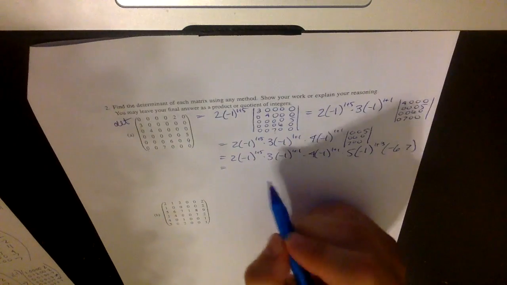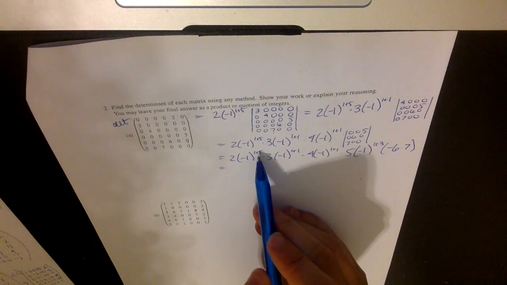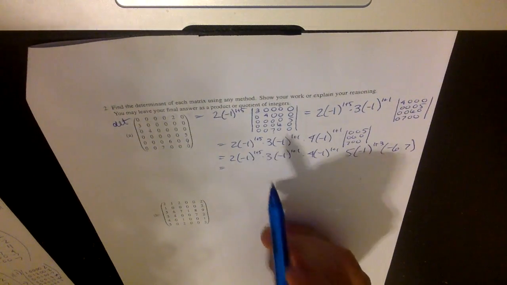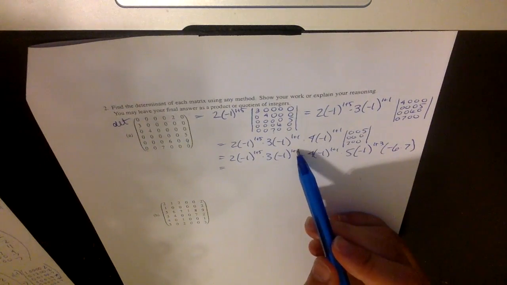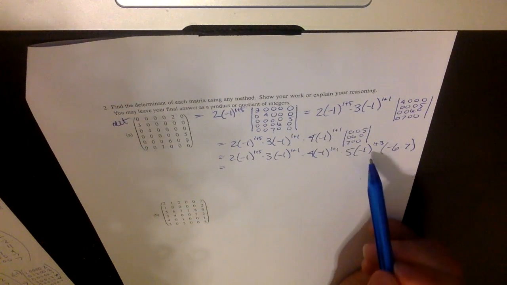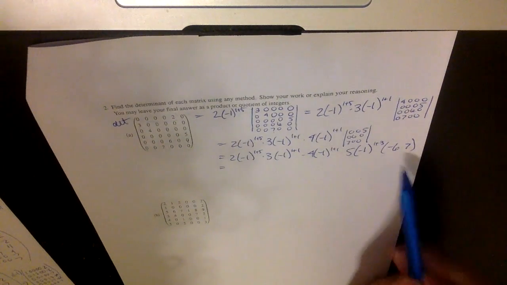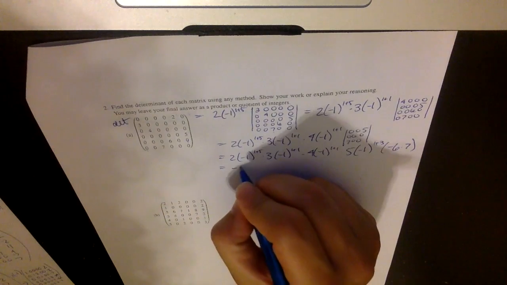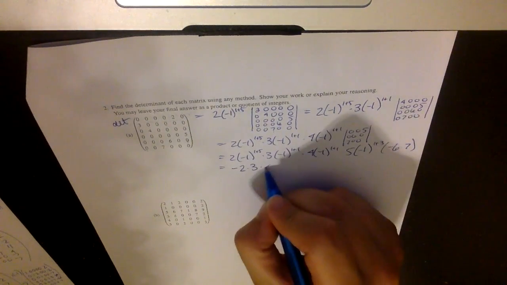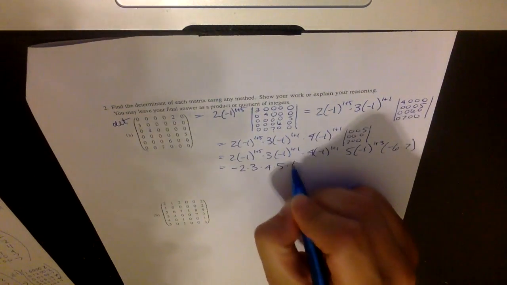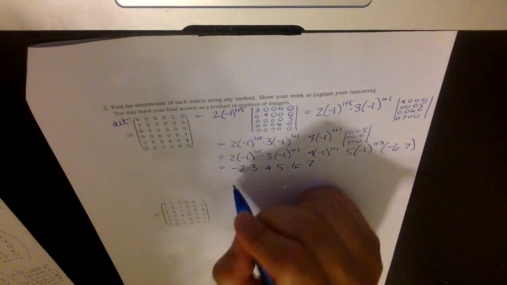This is (-1)^(1+5), which is (-1)^6, which is 1. (-1)^2 is also 1. (-1)^2 is 1. (-1)^4 is 1. So these are all positive. This is the only negative. So we get -2 times 3 times 4 times 5 times 6 times 7. That's our answer.